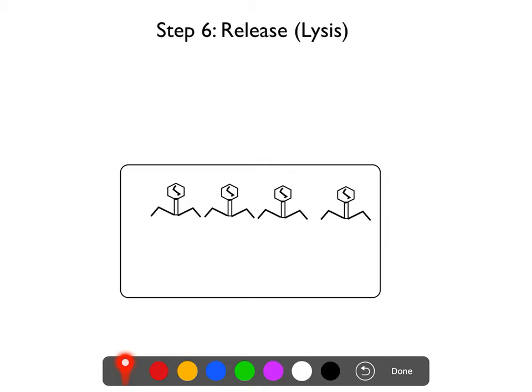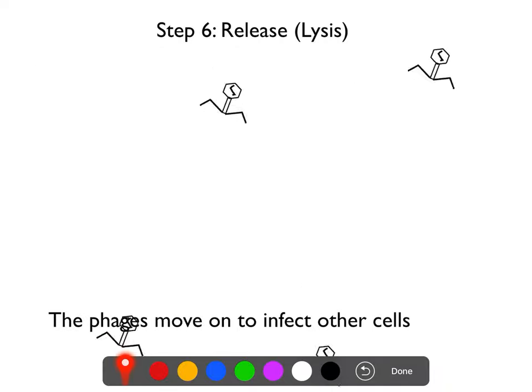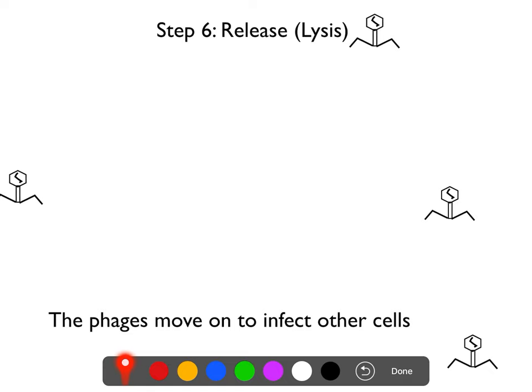The last step is called release or lysis. In this stage, a final protein, lysozyme, is expressed. And if you'll recall correctly, I said that lysozyme destroys bacterial cell wall. It cuts peptidoglycan, hence lysozyme, cutting protein. That lysozyme is going to degrade the peptidoglycan cell wall. At that point, the cell will rupture. A little bit of the lysozyme will get stuck to that bottom base plate of the viruses, and then the viruses are going to spread out and infect new cells.